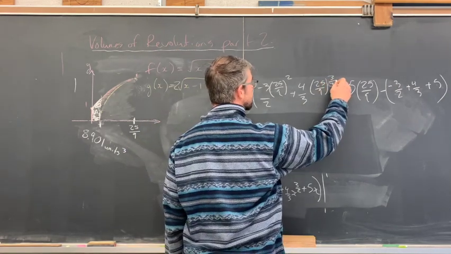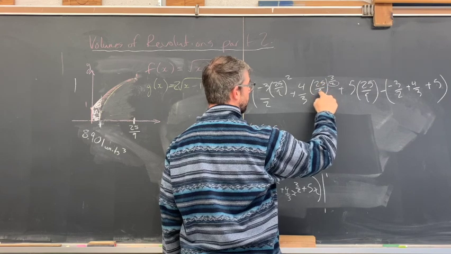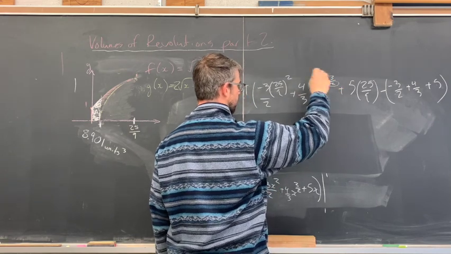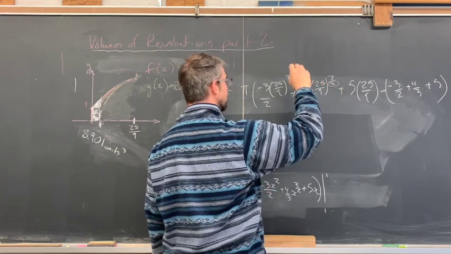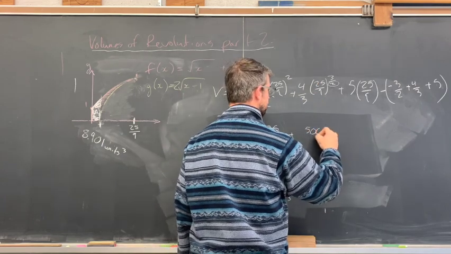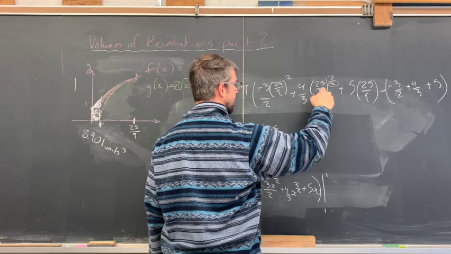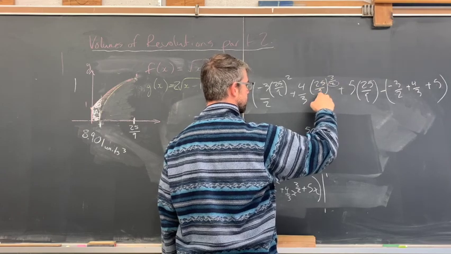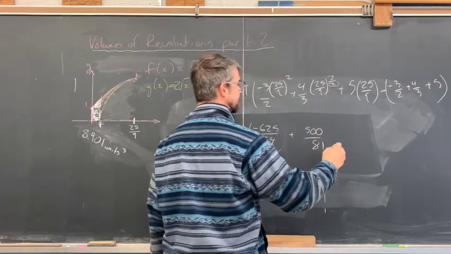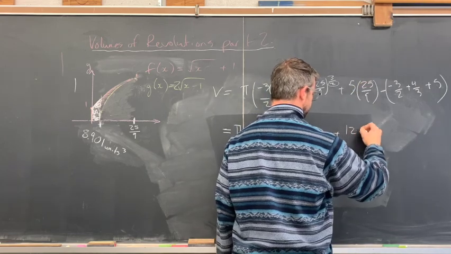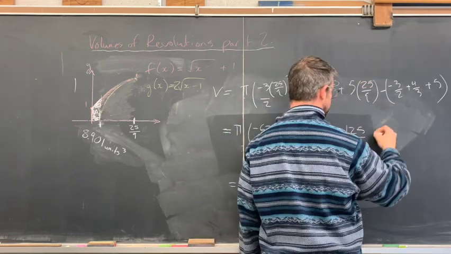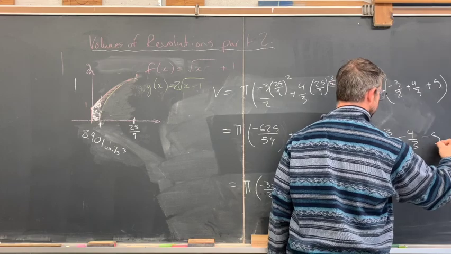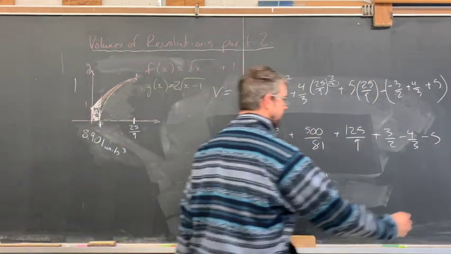Now here, I'm going to take the square root first. So this is going to be 5 over 3, and then I'm going to cube it. So it's going to be plus 4 times 125. So 125 times 4 is going to be, oh, that's nice, it's 500. And then this is going to be the square root of 3 and then raised to 9. So it's going to be 27 times 3, which is 81. And then this one is just 125 over 9. Now I'll add my signs, so I have plus 3 over 2 minus 4 over 3 minus 5. And this is all times pi.